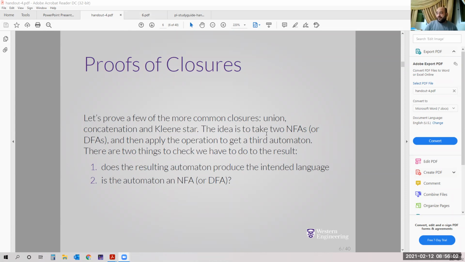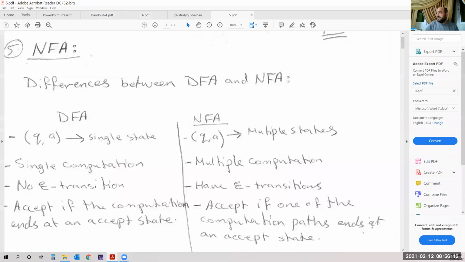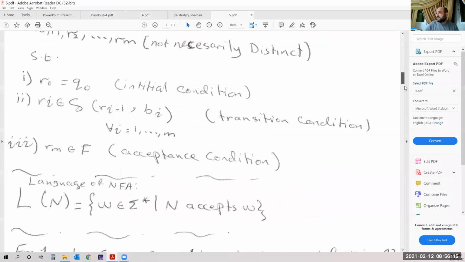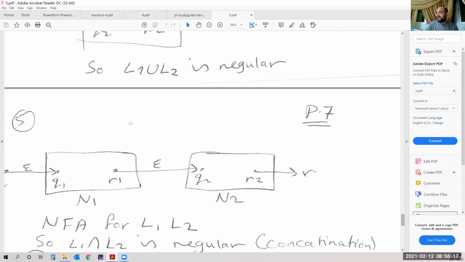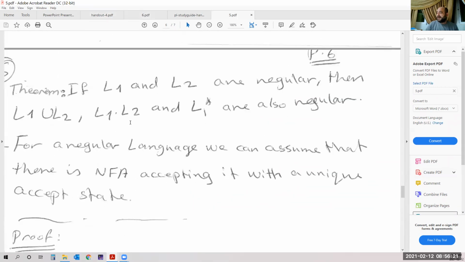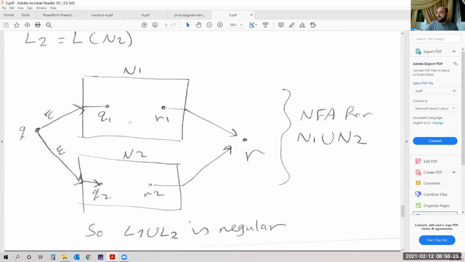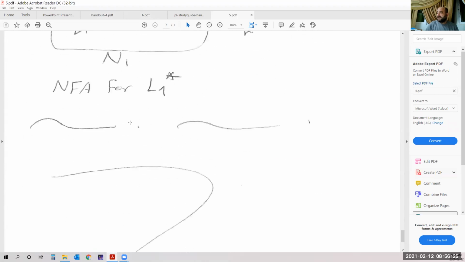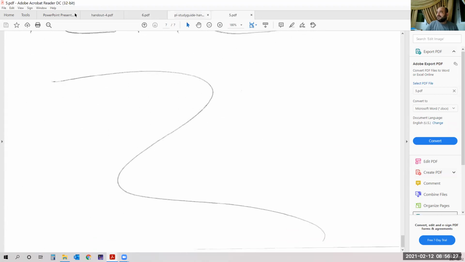Okay. The idea: we proved those yesterday. Let me open this. We proved those closure properties here in class note 5. So we proved it for concatenation, Kleene star, and union.